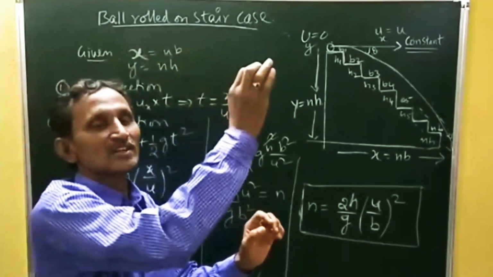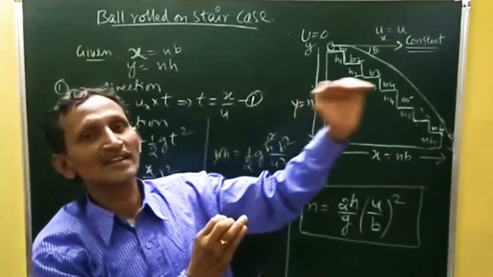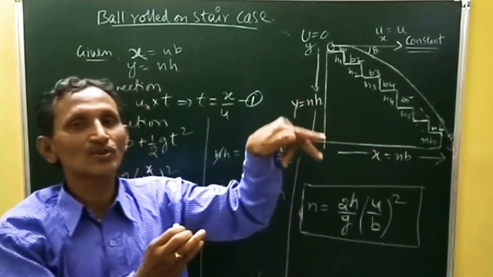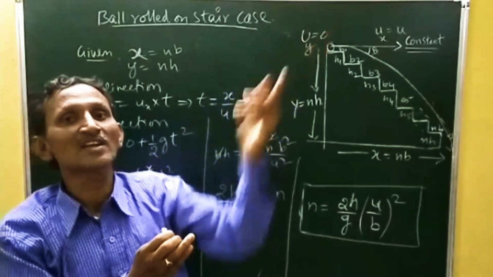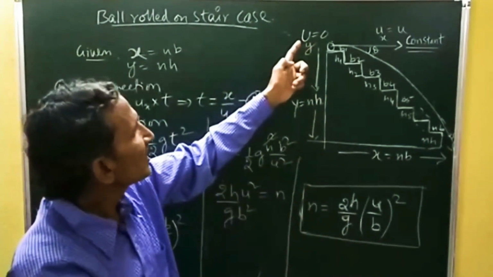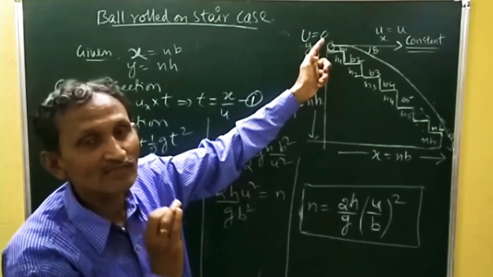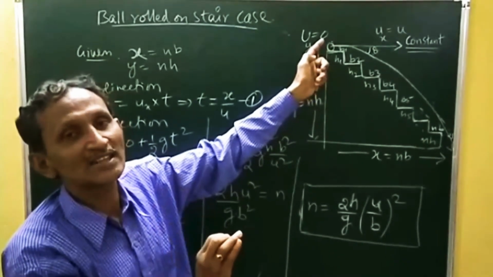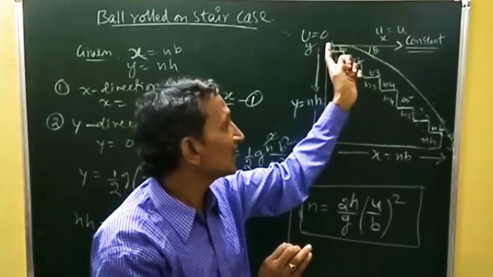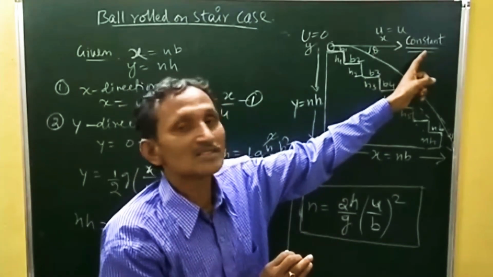The body is initially projected. We are shooting the body in the horizontal direction, so the horizontal velocity is constant. But in the case of theta equal to 0, the initial velocity along the y direction is 0 at the start of the body. It has only horizontal velocity, and that horizontal velocity remains constant along the time of flight.